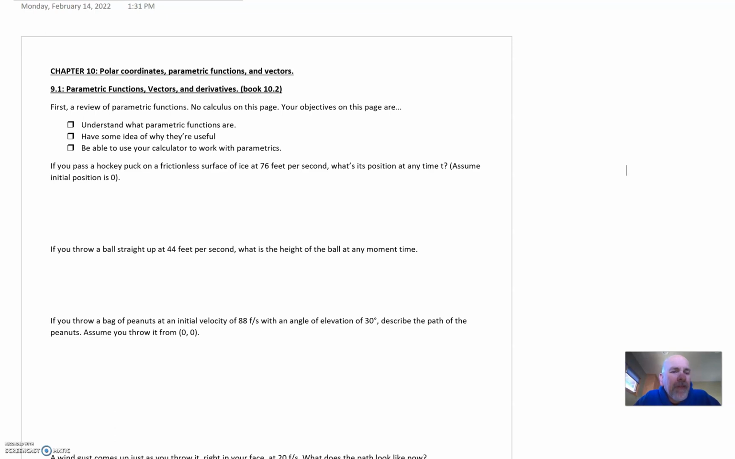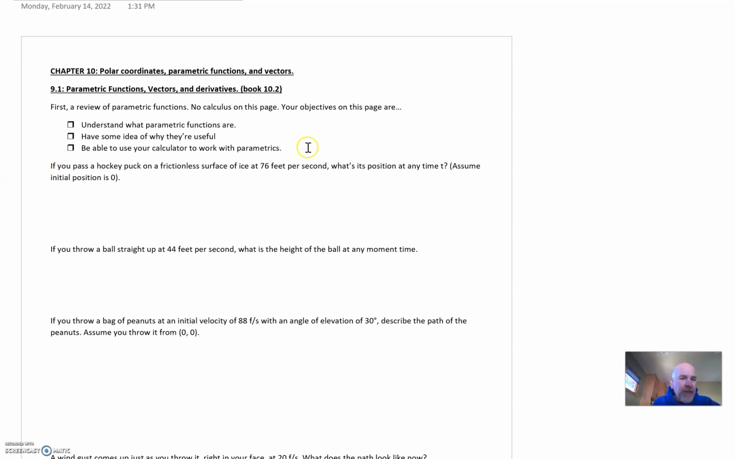So parametric functions, here are the goals. We want you to understand just what a parametric function is, have some idea of why they're useful, and go, oh, those look pretty good, and then be able to use your calculator to work with parametrics. All right, so have your calculator nearby because you're going to need it for this problem.